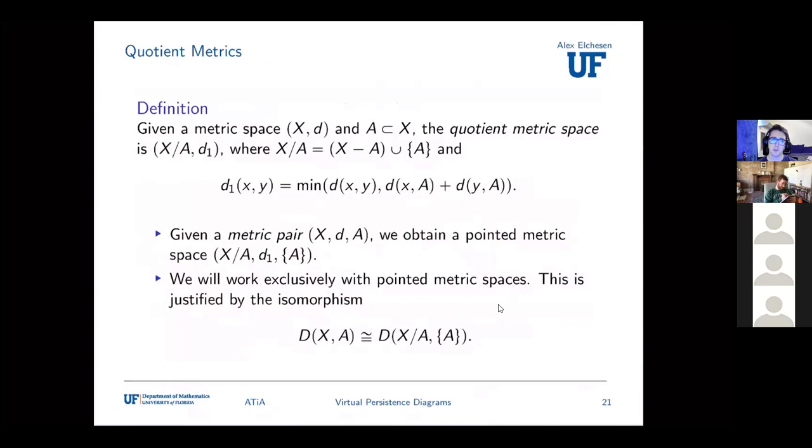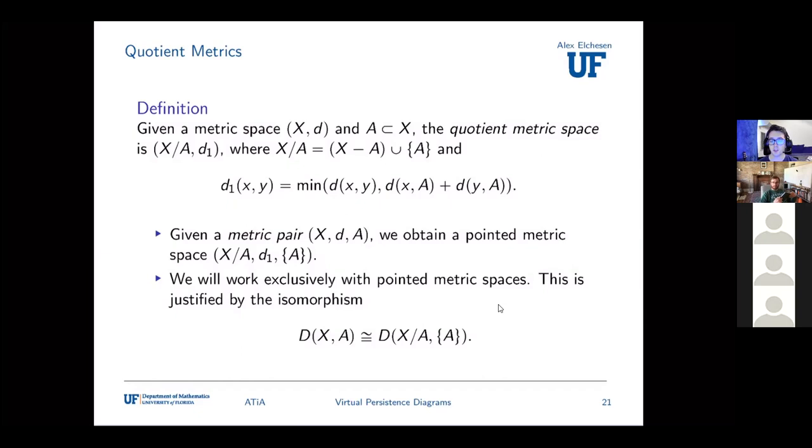And just real quick, I want to mention quotient metrics. The reason is that I could define everything, the Wasserstein distance between X and A, or on X relative to A. But it turns out if you just quotient everything down, you get a completely equivalent definition that is easier to work with. So start with a metric space and a subset, and then you can form the quotient metric space. You define X mod A to just be the complement of A union a single point. So basically just collapse A down to a point.